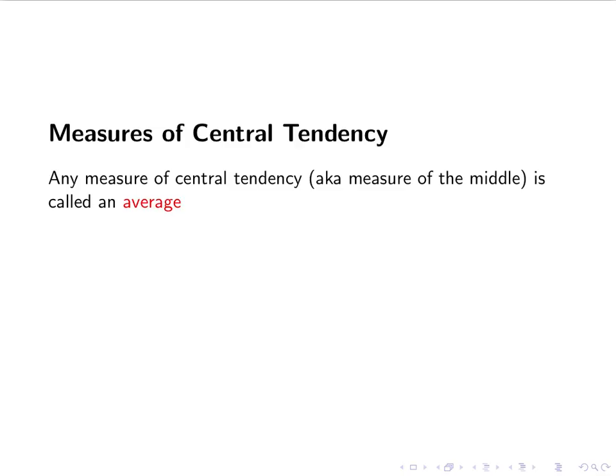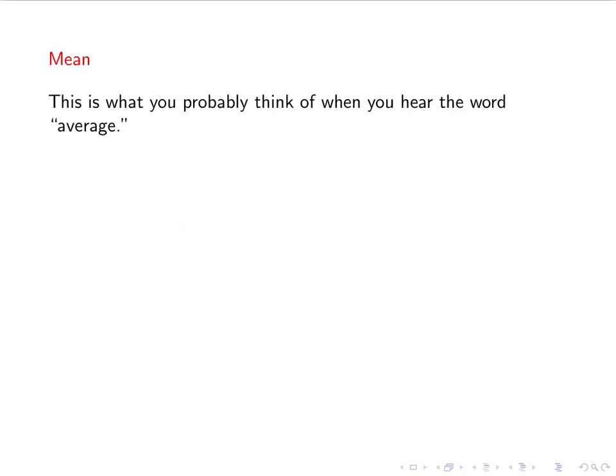Hello, today we're going to look at measures of central tendency. Any measure of central tendency, which is just a measure of the middle, is called an average. We're going to study 3 of them here. They are called the mean, median, and mode. We're going to start with the mean, and that's probably what you think of when you hear the word average. But again, any measure of central tendency is considered an average.